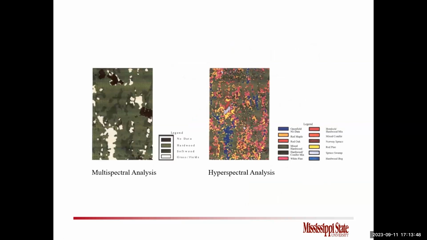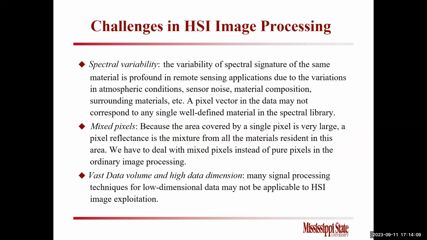So if the materials or classes already have very different spectral signatures, we don't really need hyperspectral imaging. But if we want to do species separation, then the hyperspectral image really can provide the advantage. So there are some challenges in HSI image processing.